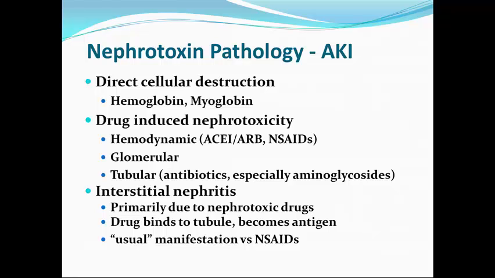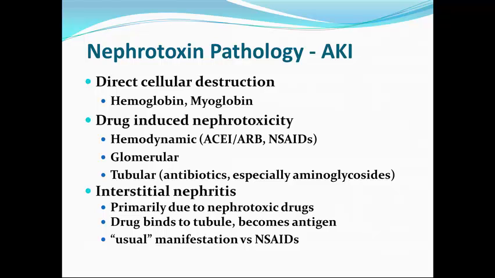The last and most common pathology of nephrotoxins, and how they can lead to an acute kidney injury, is interstitial nephritis. This is primarily due to nephrotoxic drugs, and it is the most common form of drug-induced nephrotoxicity. What happens in an interstitial nephritis is the drug is a hapten. It's called a hapten because it usually would not be considered an antigen, but it becomes antigenic, and the drug actually binds to tubular cells and becomes antigenic. Now what's interesting about this is, in general, any drug can cause an interstitial nephritis.